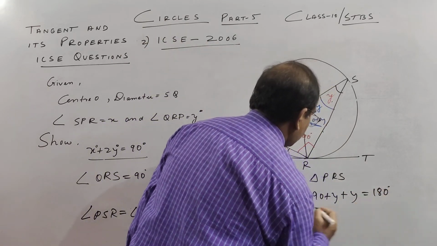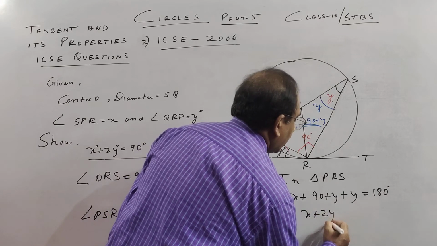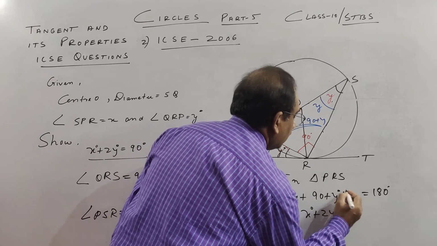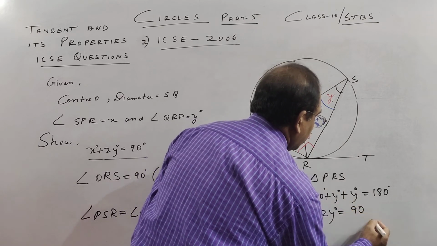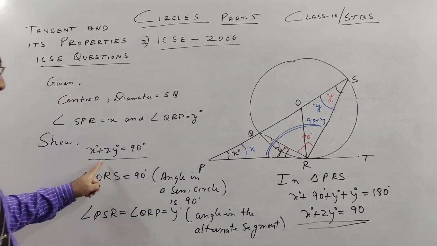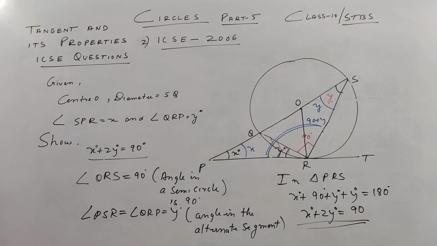So just we do, what do we get, children? X plus 2y degree, these are all angles, children, is equal to 90, as 90 goes to that side it becomes minus. So finally we prove x plus 2y is 90 degree. So this is how we do, children.